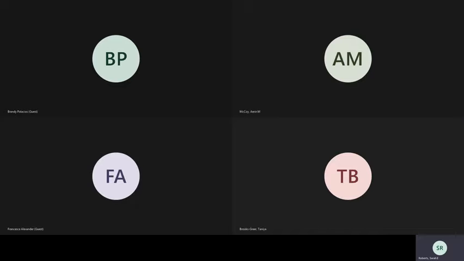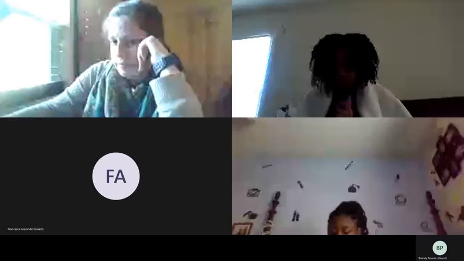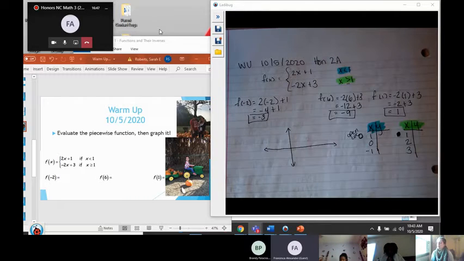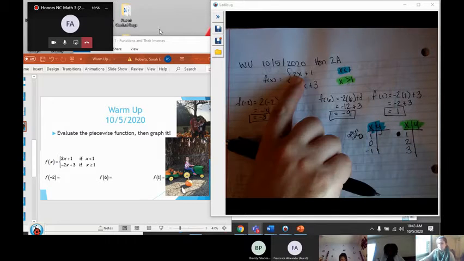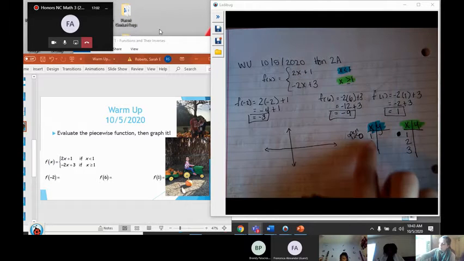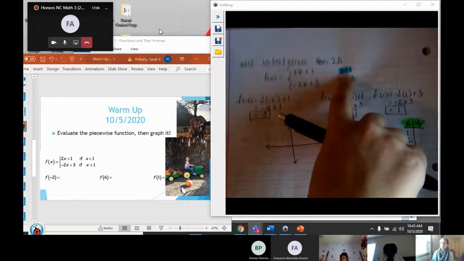1, so 2 would work, and one more. 3. Yeah. Okay, that's great. So now we need to find the corresponding y values. So we want to sub these x values into the function that corresponds with that particular domain. So Aaron, can you do these for this function since it matches with that particular domain?